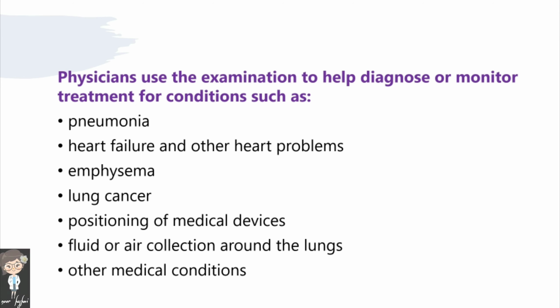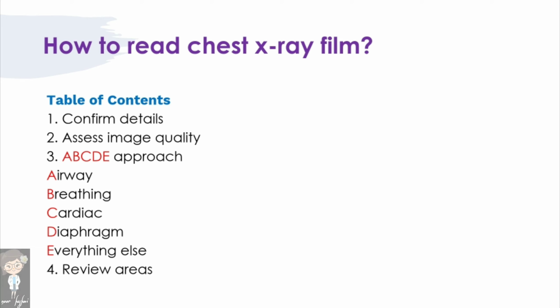Now we will come towards reading of chest X-ray films. Firstly, we will make a table of contents and discuss them one by one with X-ray films. The table of contents has 4 items, which are confirm details, assess image quality, A, B, C, D, E approach, and lastly review areas.